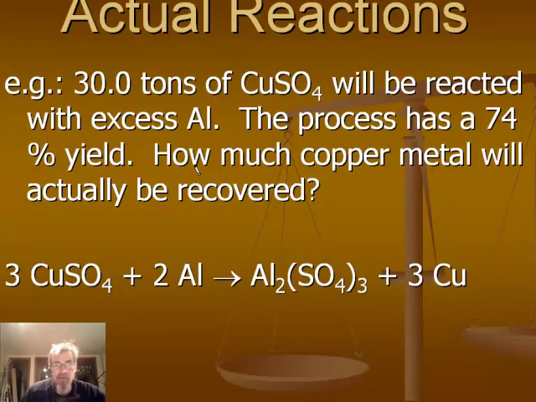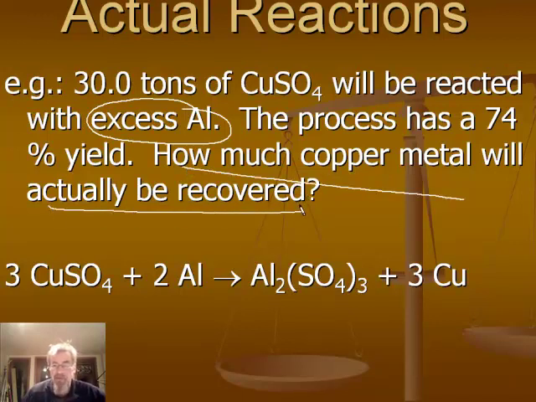This problem is going to throw a little bit different curve at me. Now it tells me that I'm going to react 30 tons of copper sulfate with excess aluminum. So at least I don't have to calculate limiting reactant this time. But instead of telling me the actual yield, it's asking me the actual yield. How much copper metal will actually be recovered is the question. What it's telling me is that it's got a 74% yield.